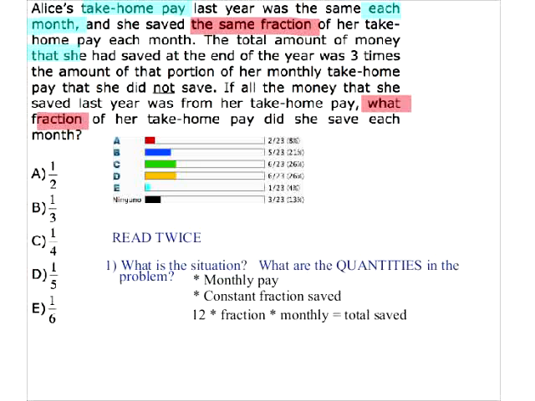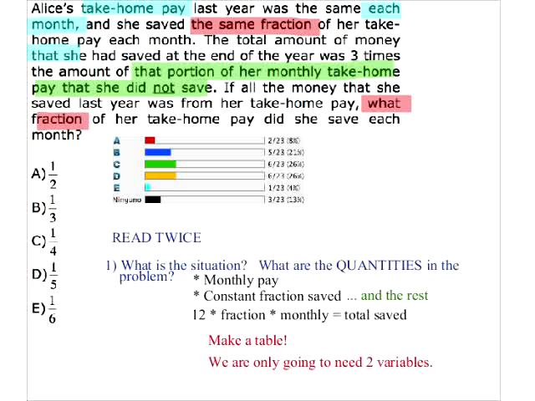And then there's the amount of the monthly that she did not save. You shouldn't need any new variables for that either, because that's the rest of it. So there's really not that many quantities going on here. You've got a monthly pay, you've got a fraction. So we only need two variables to solve this problem. I mean, we'll make a table in a second. And if you have more than that, it's going to start making the problem unmanageable. So you really want to make sure that you don't waste variables. So let's make a table. Let's try to keep that color coding.